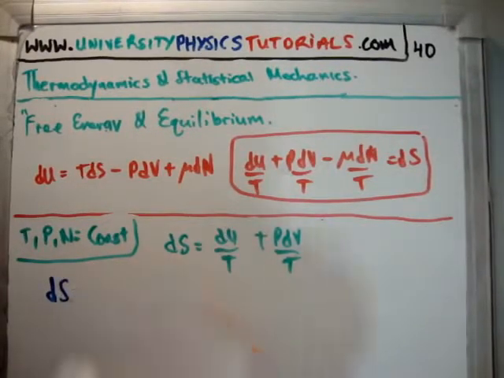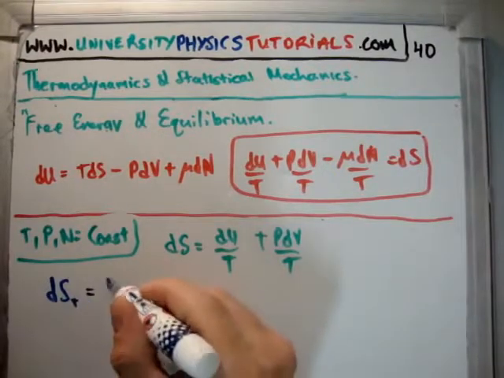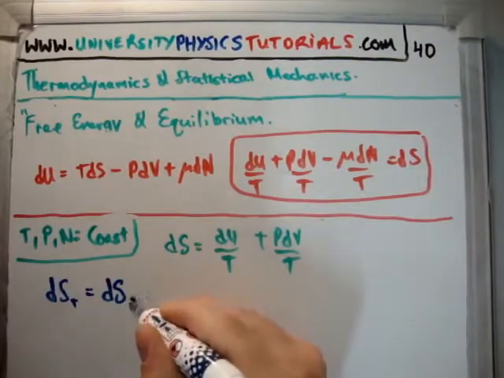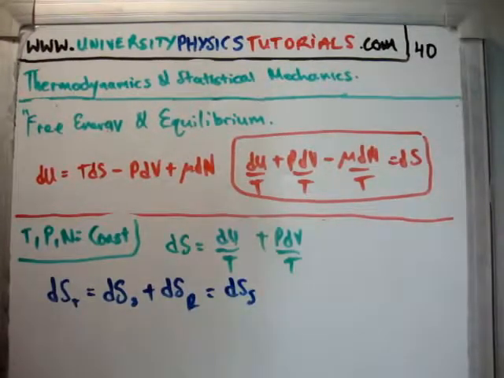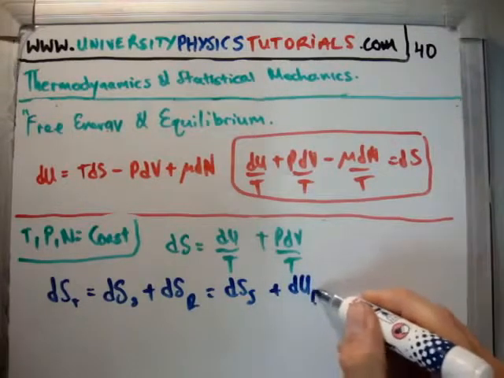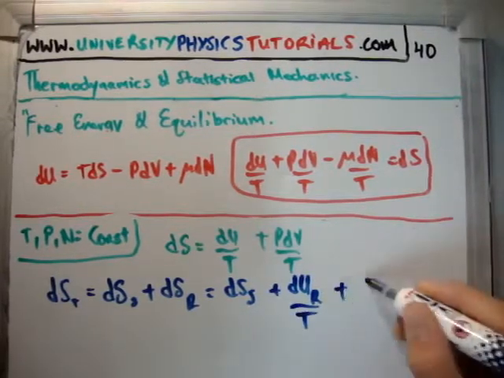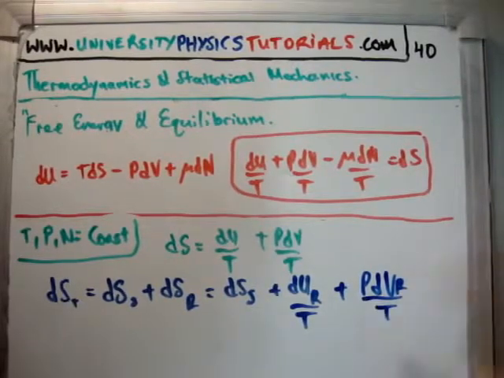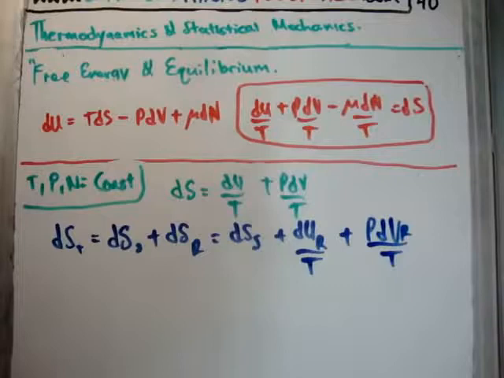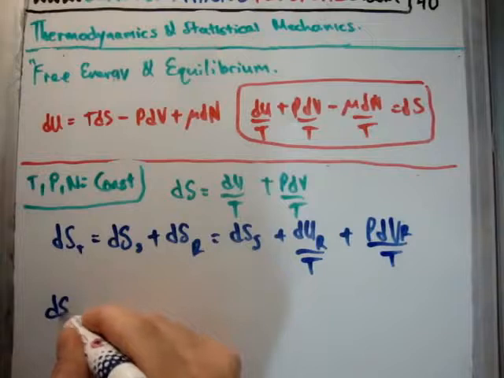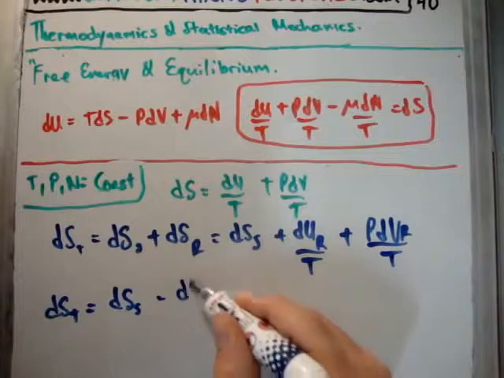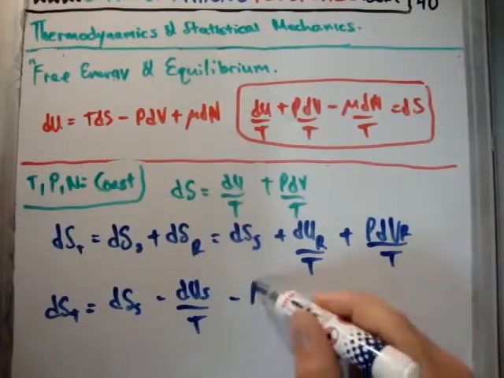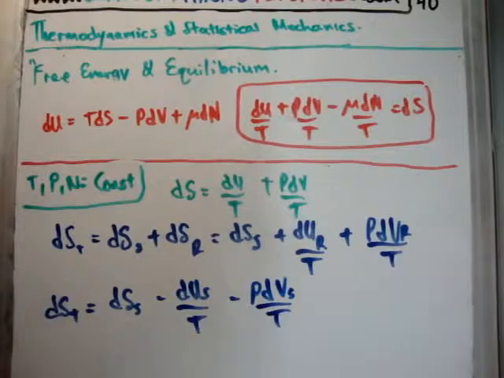So that means the change in entropy of the universe is the change in entropy of the system plus the change in entropy of your reservoir. So it's this, and we're going to have plus dU reservoir over T plus P dV reservoir over T. We know that a positive change in the reservoir is a negative change in the system. So we get the total entropy change is dS of the system minus dU of the system over T minus P dV of the system over T.